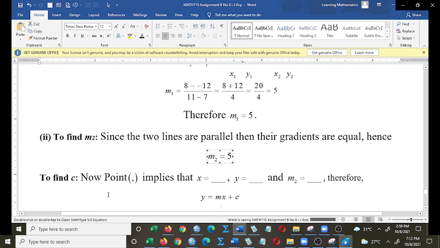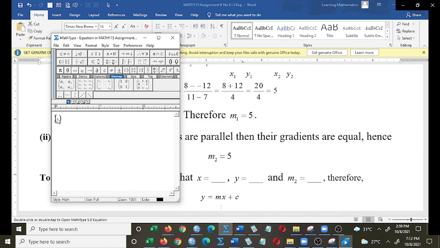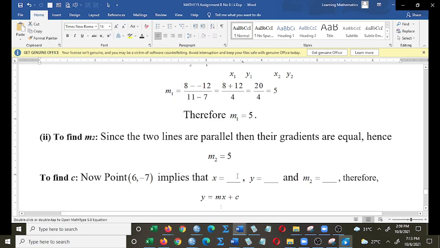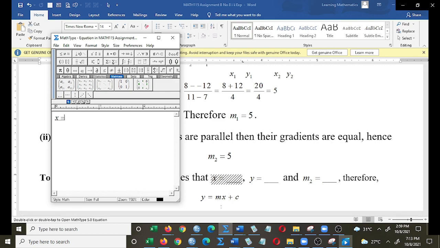Now to find C. Now the point. What's the point again? I think it was (6, -7). So x is equal to what? 6. And y is equal to what?